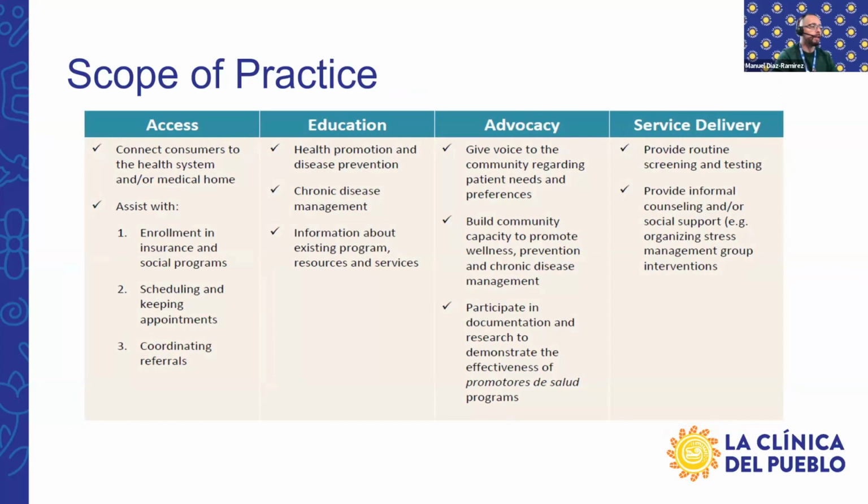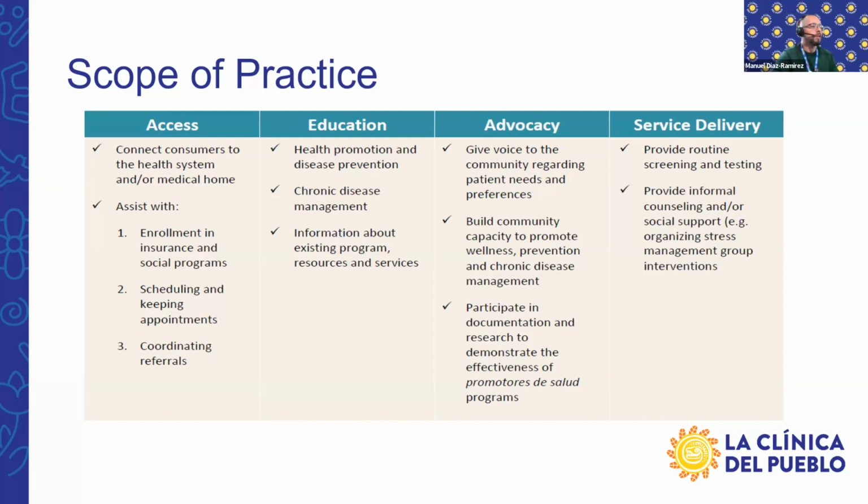Under access, they can connect consumers to the health system and or medical home. They can assist with enrollment in insurance and social programs. They can support scheduling and keeping appointments and monitoring appointments, and they can coordinate referrals. Under education, community health workers can support health promotion and disease prevention initiatives, as well as chronic disease management. They can also provide information about existing program resources and services internally and in our community.